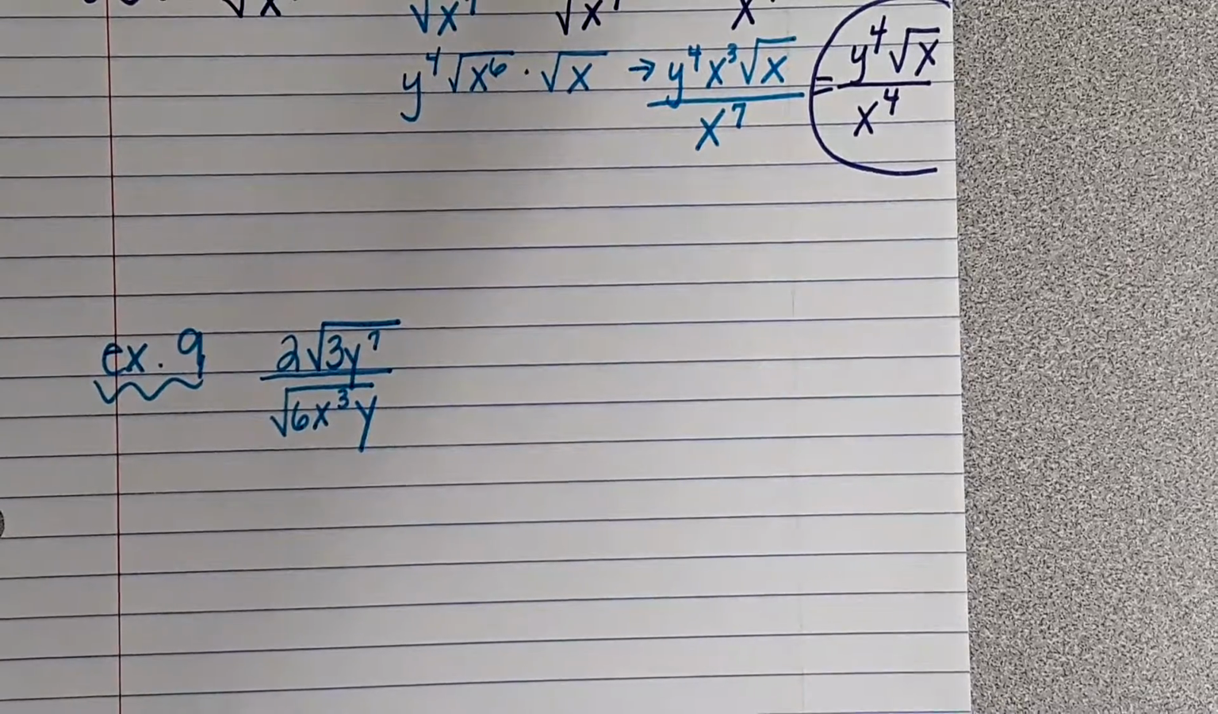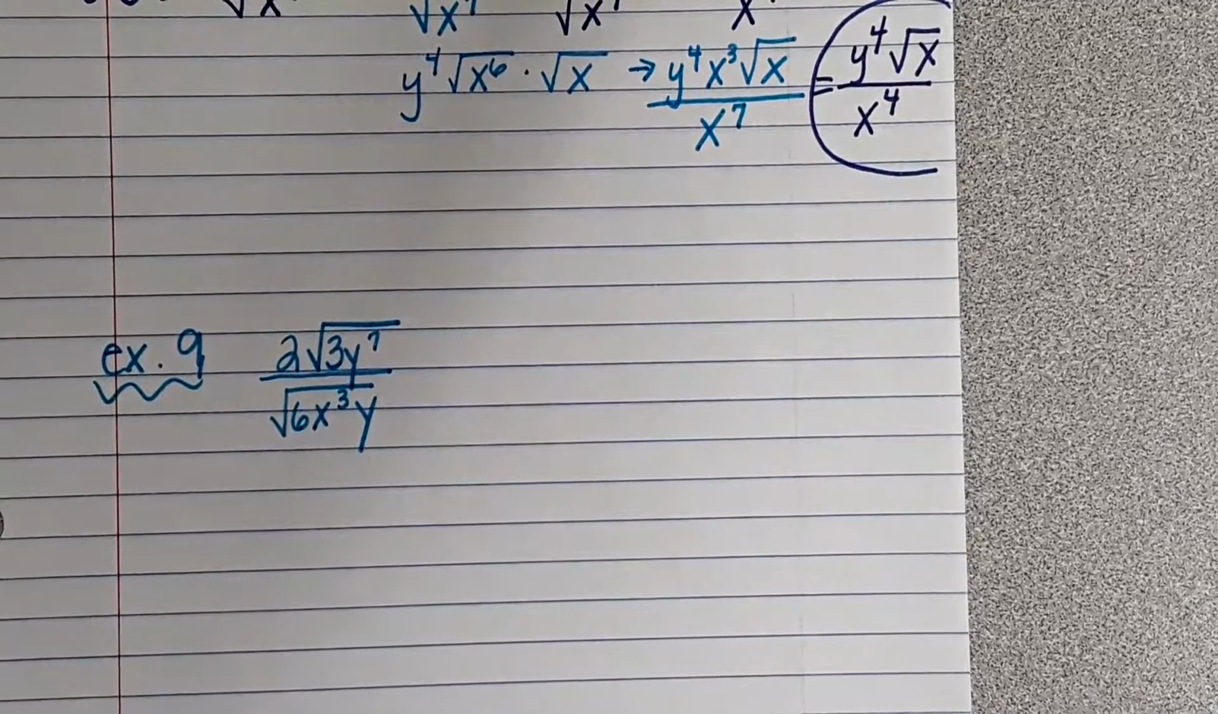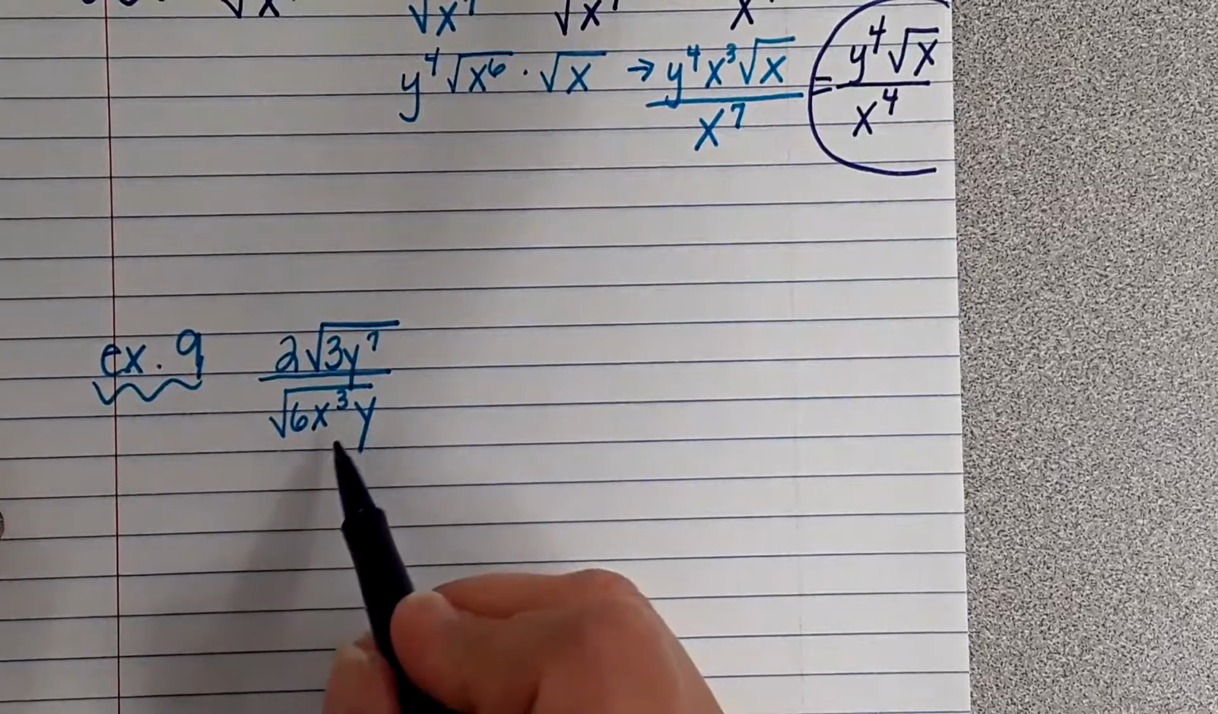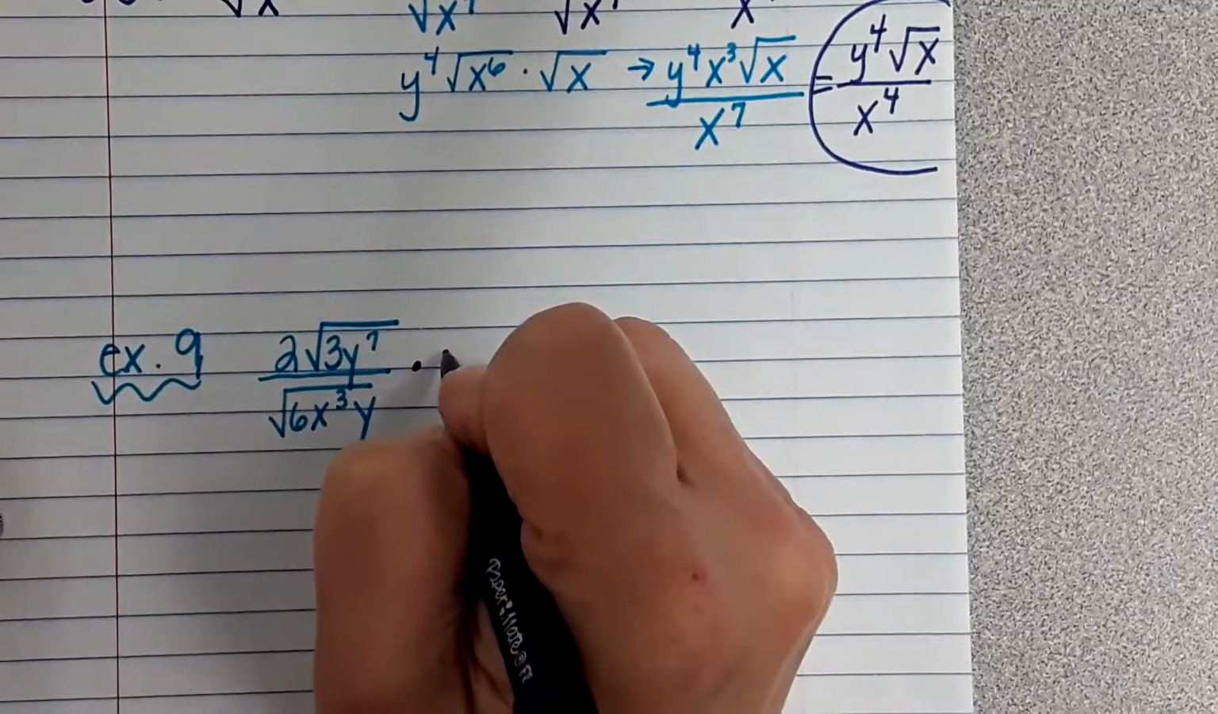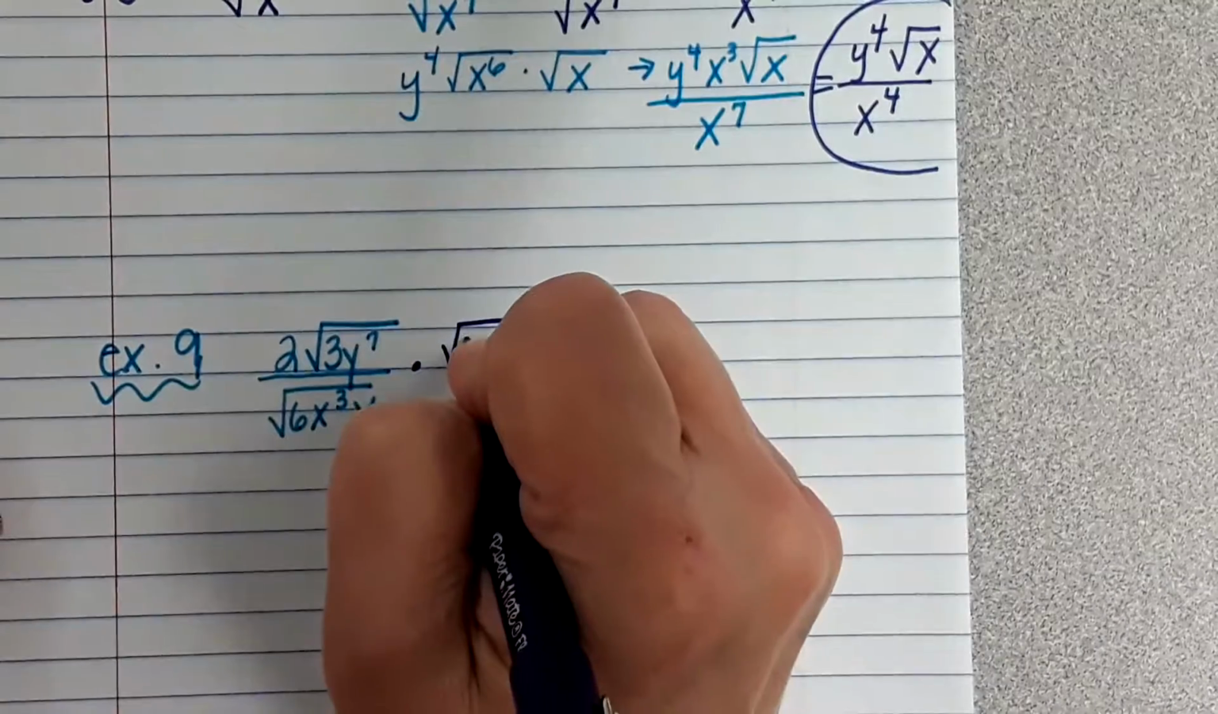Okay, so this is another rationalizing denominator one. And you know this, as soon as you see a radical in the denominator of a fraction, it doesn't matter about the numerator. It's only the denominator. So I have to multiply the top and the bottom by the denominator. The denominator is 6x to the third y. So I'm going to multiply the top and the bottom by that number.